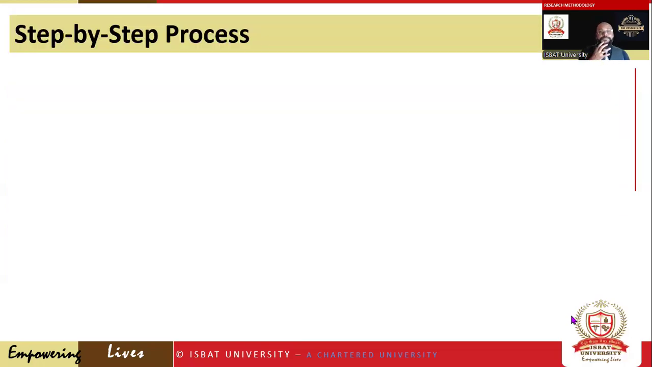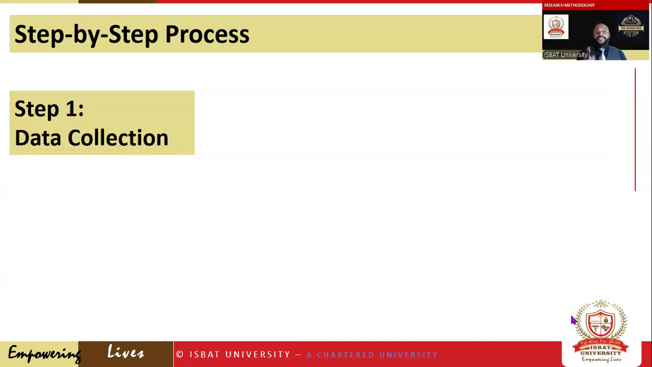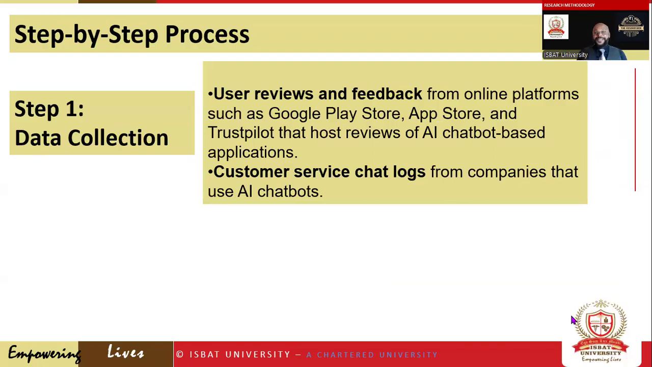So now let's see the step-by-step process. Step one, I'm using data collection. I'm not going to the field to collect data. What I use is the user reviews and feedback available from the Google Play Store, App Store, and Trustpilot, and all these platforms that host AI chatbot-based applications. So you're not going to the field, but to digital interfaces to collect the data.